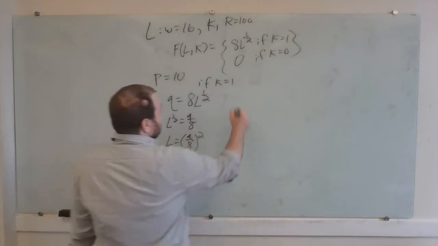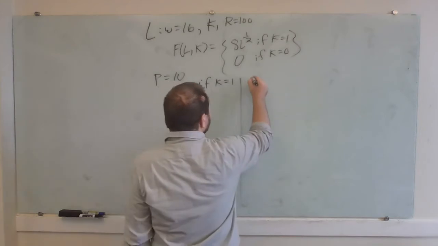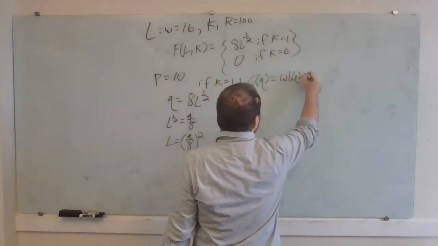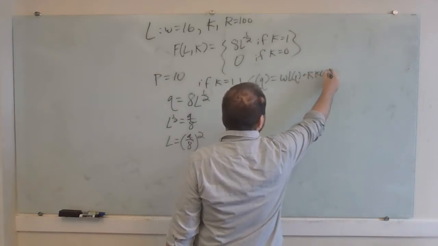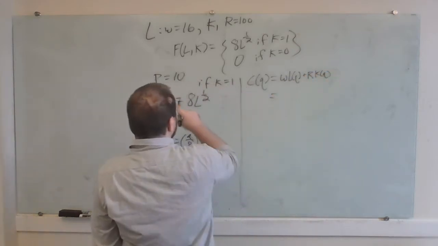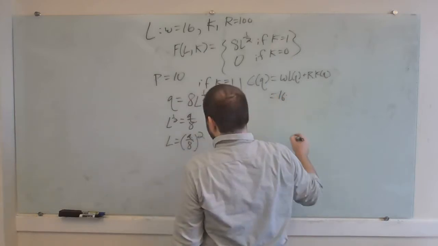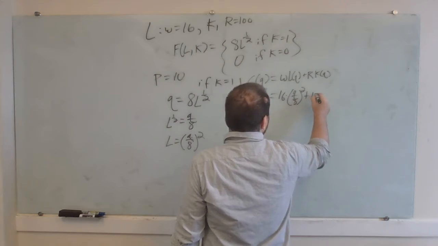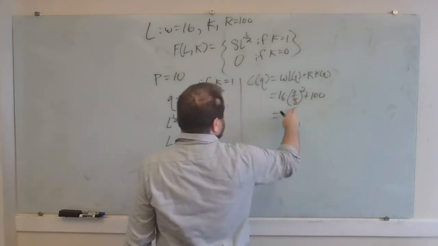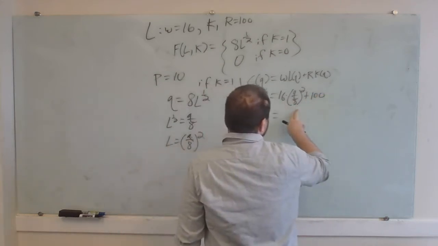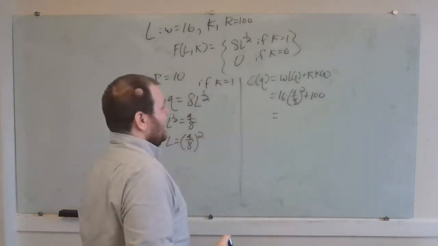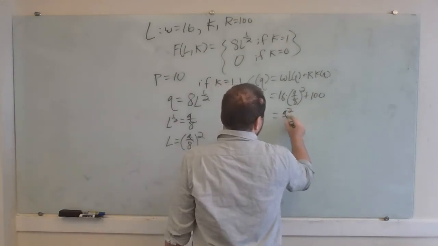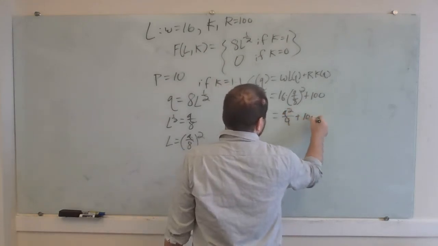So we know that you've got a cost function, C of Q, that's just W L of Q plus R K of Q, just the cost of your inputs. So this is going to be 16 times (Q over 8) squared plus 100. What's that, 16 over 64. So that's going to be Q squared over 4 plus 100 is our C of Q.